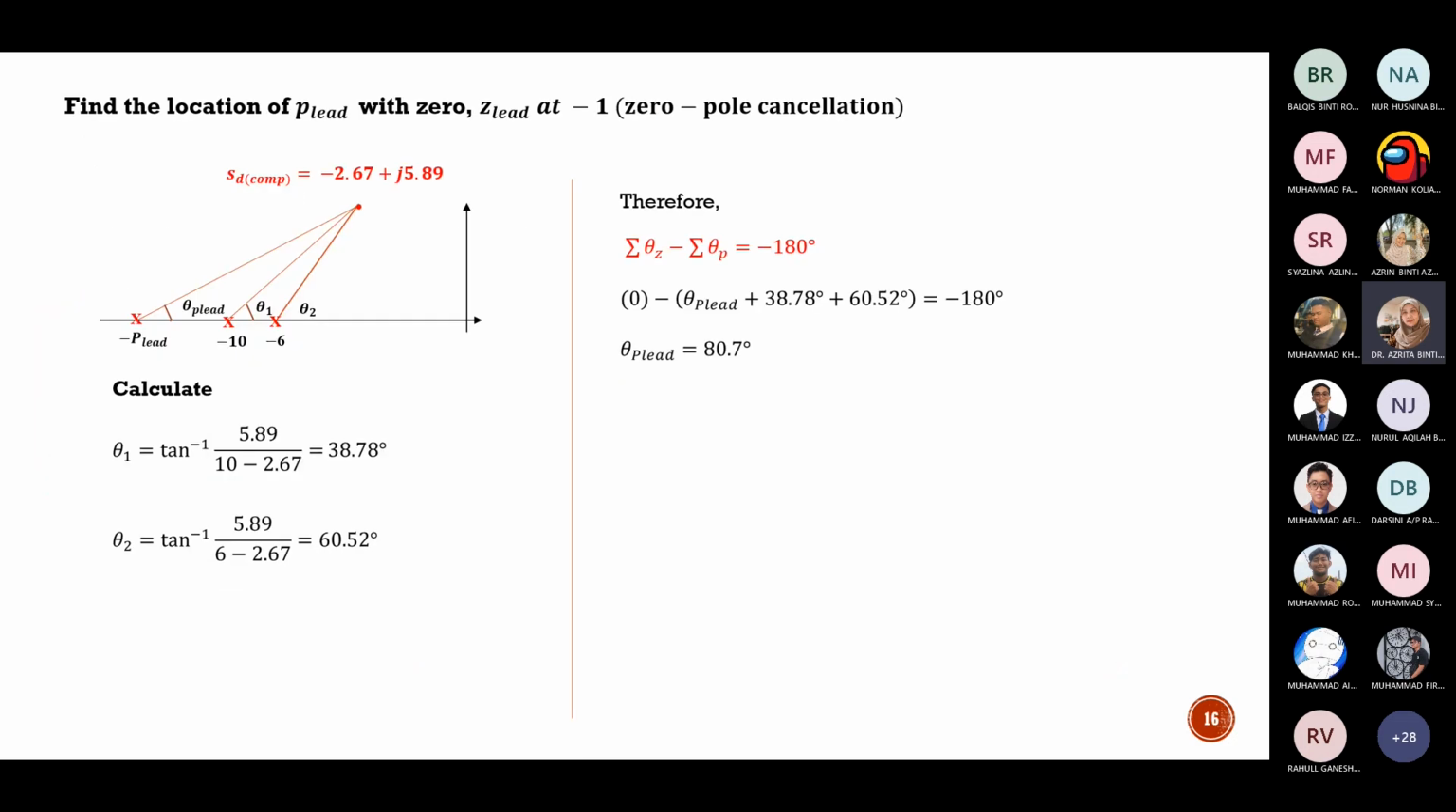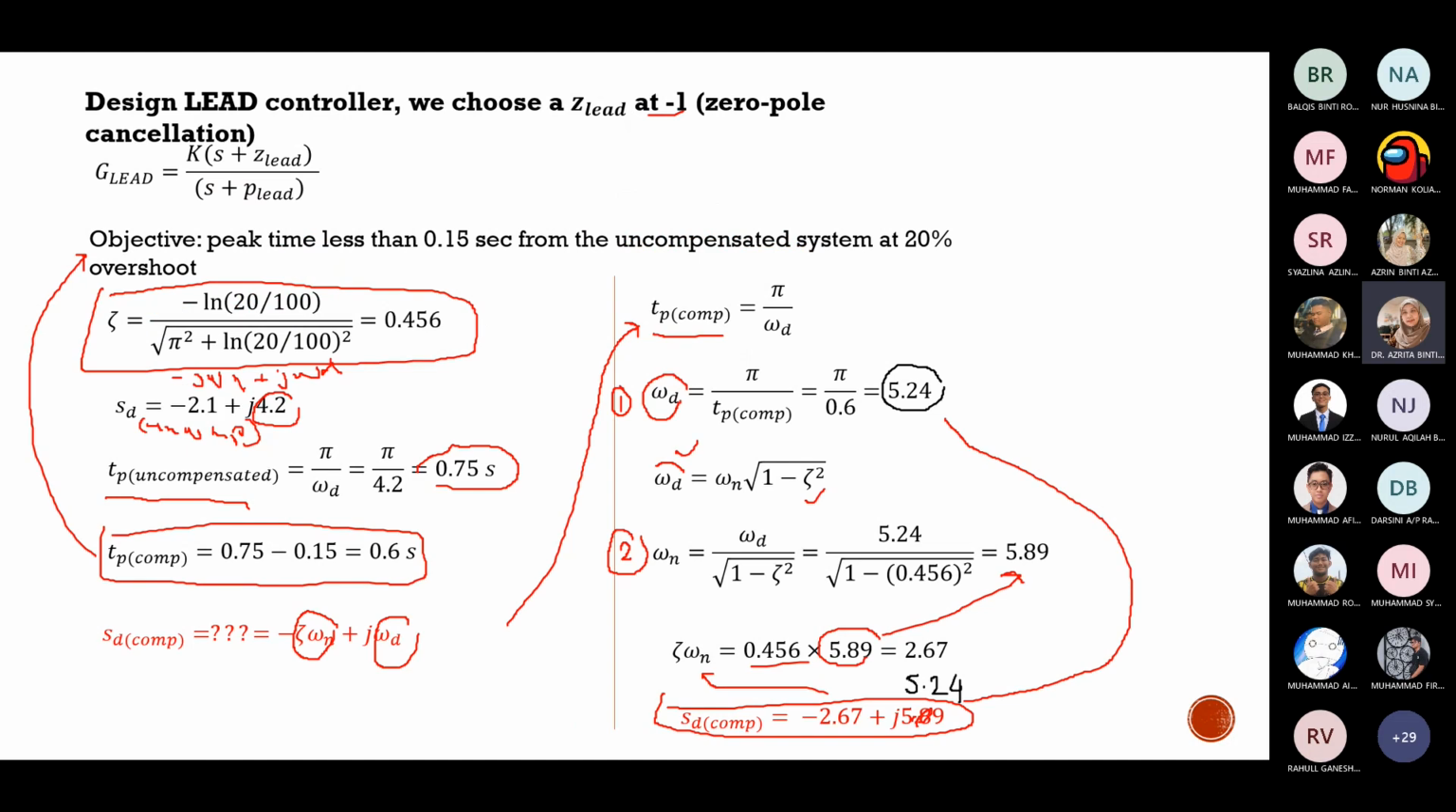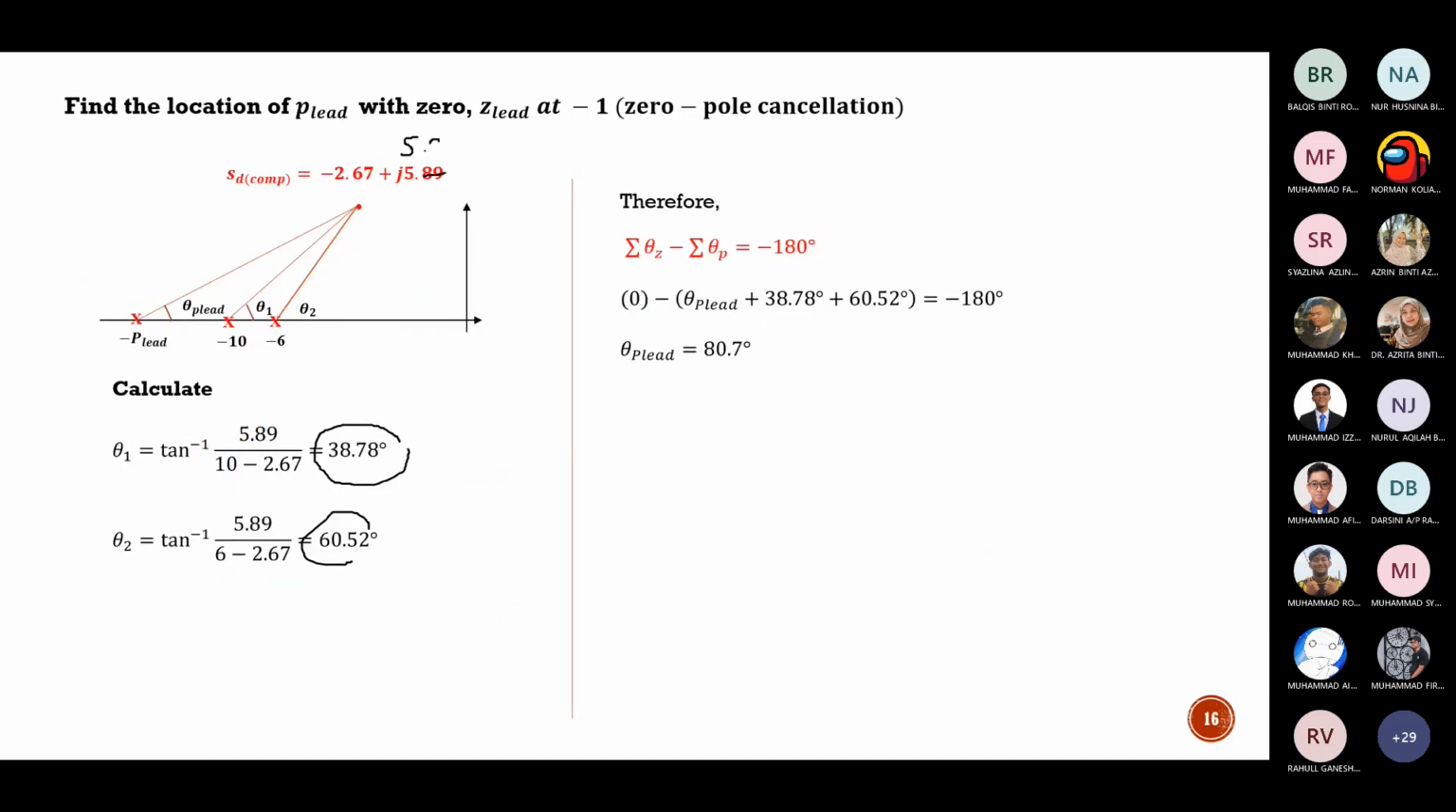Then we evaluate the angle. Since I put the wrong value here, actually the values of theta 1, theta 2 and theta p lead are also wrong. It should be 5.24. So you can calculate it again later. I will upload the corrected notes later. Okay. So you can evaluate the theta p lead.